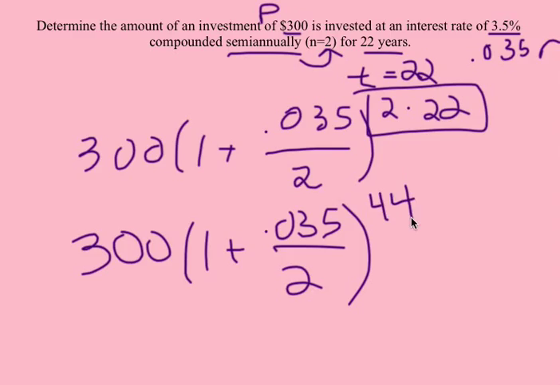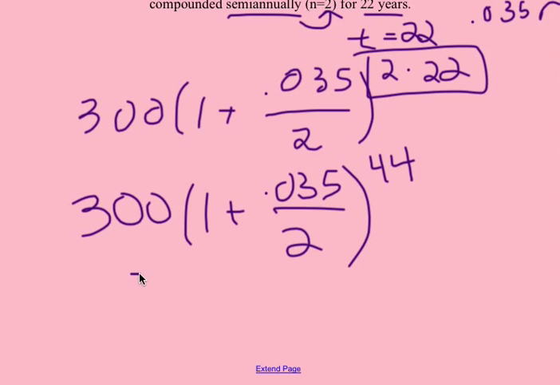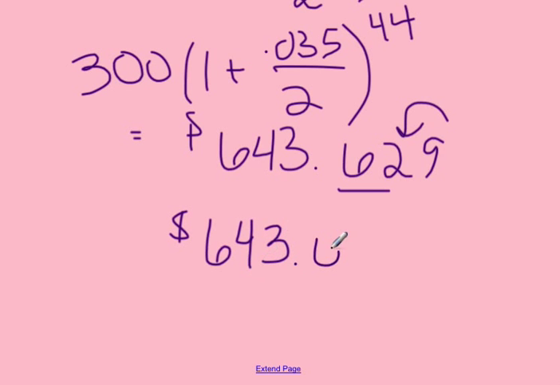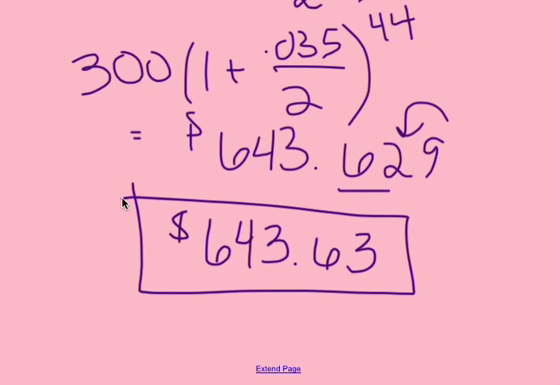So now I'm going to type that into my calculator. 300 times 1 plus 0.035 divided by 2, all of that raised to the 44th power. Well, when I do that, I end up getting 643.629. Again, when we talk about money, we want to keep it to 2 decimal points. So since the 9 is 5 or greater, we need to round that 2 up. So we have 643, and then we're going to make that 0.63 when we round that 2 up to 3.